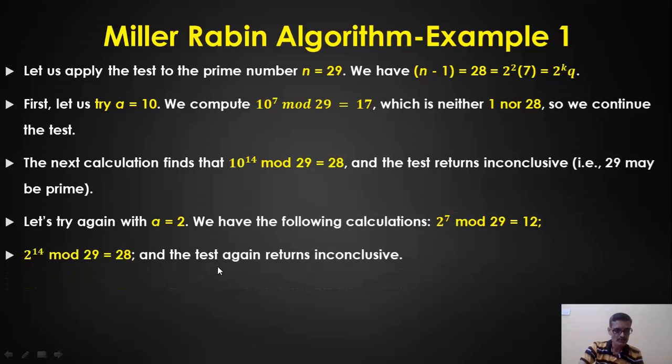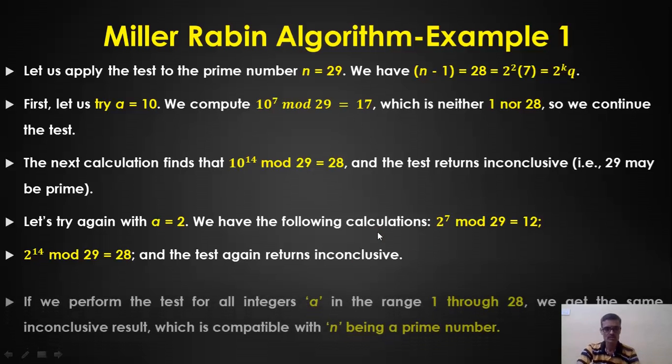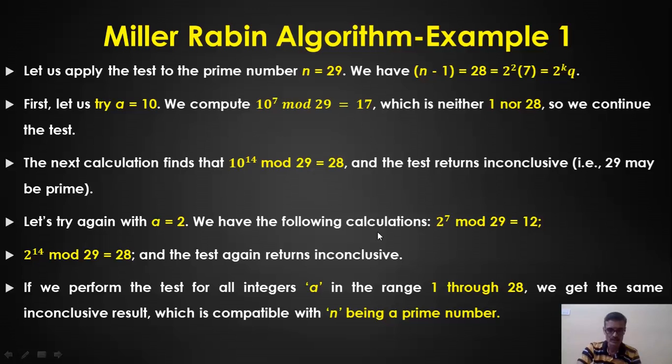I'll go with that. I'll get a 28 again. Just look at this. I get a 28, that is p minus 1 or n minus 1, right? It returns inconclusive. So you verify with most of the numbers, 1 to 28, it will return inconclusive. So that means the given number is a prime number in this case.